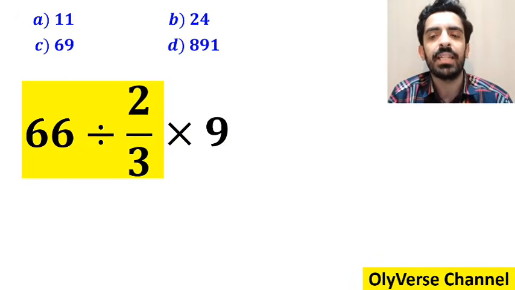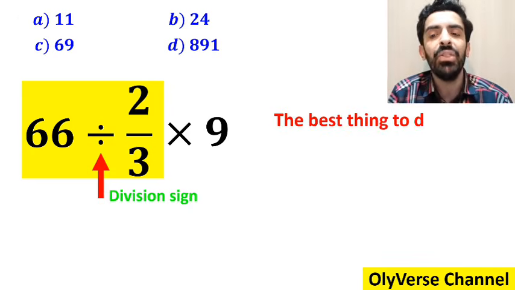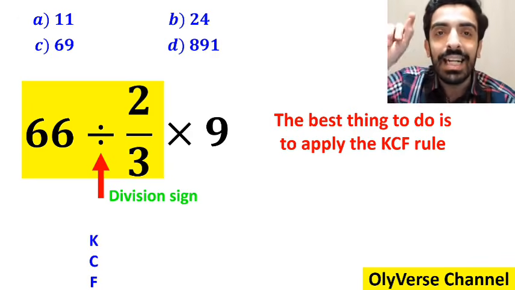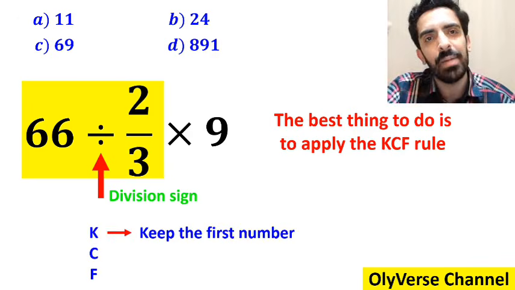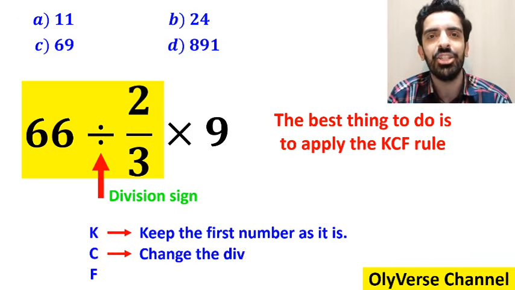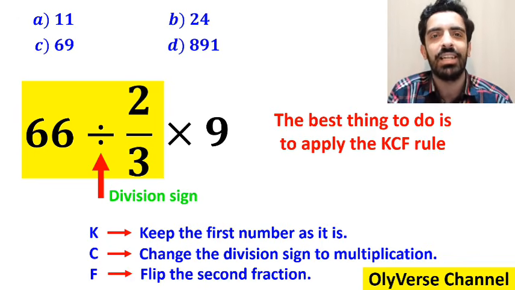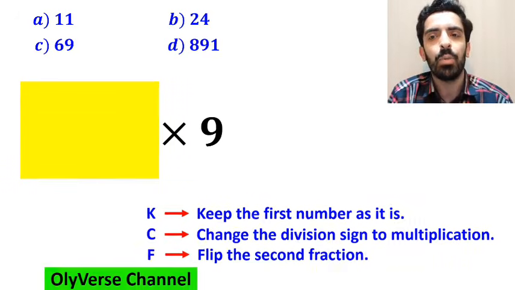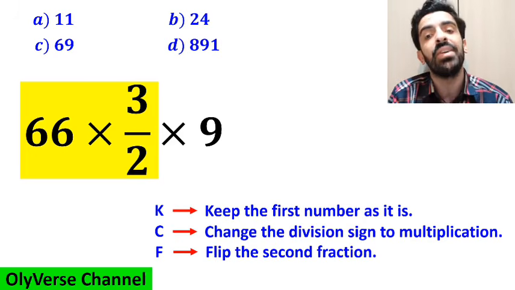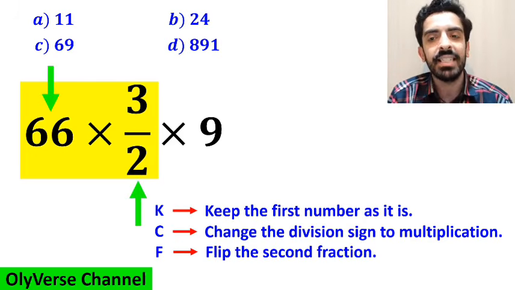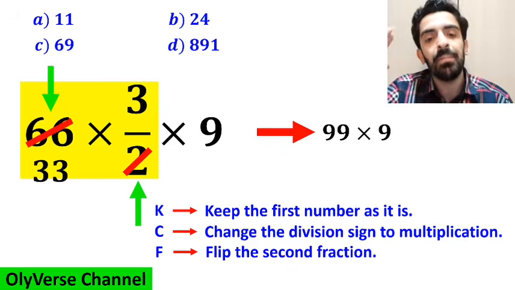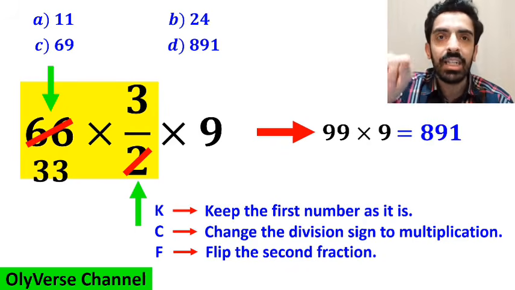So, first we start with the expression 66 divided by 2 over 3. Okay, whenever we come across a division sign between two terms, the best thing to do is to apply the KCF rule. In this rule, K stands for keep the first number as it is, C stands for change the division sign to multiplication, and F stands for flip the second fraction. So, we remove the highlighted part and replace it with 66 multiplied by 3 over 2. Now, the number 66 cancels out with the 2 in the denominator, and this expression simplifies, multiplied by 9, which finally gives us the answer 891.